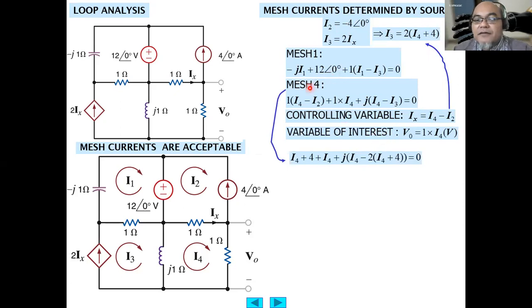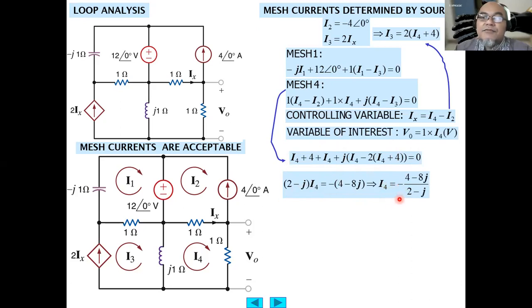Then from mesh 4, we substitute I2 and I3. I2 we substitute with -4, so this becomes +4, plus J times I4 minus I3, where we substitute I3 with 2 I4 plus 4, so minus 2 times I4 plus 4. Simplifying the equation, we obtain I4 equals negative 4 minus 8j divided by 2 minus J. So this is not yet final.